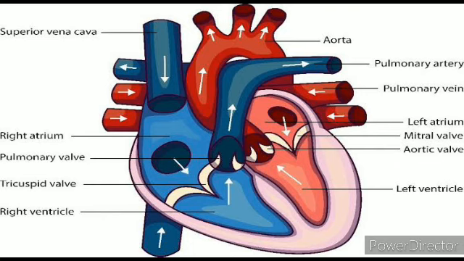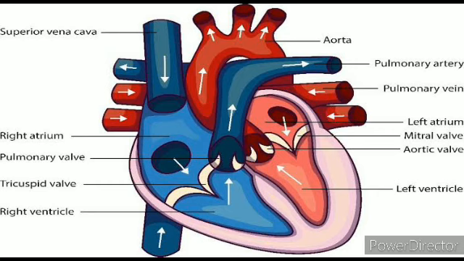First of all, the right auricle receives deoxygenated blood from the various parts of the body through the veins, and relaxes to receive it. It then contracts to send the blood into the right ventricle, which relaxes to receive it. The right ventricle contracts to pump the blood to the lungs through the pulmonary artery.